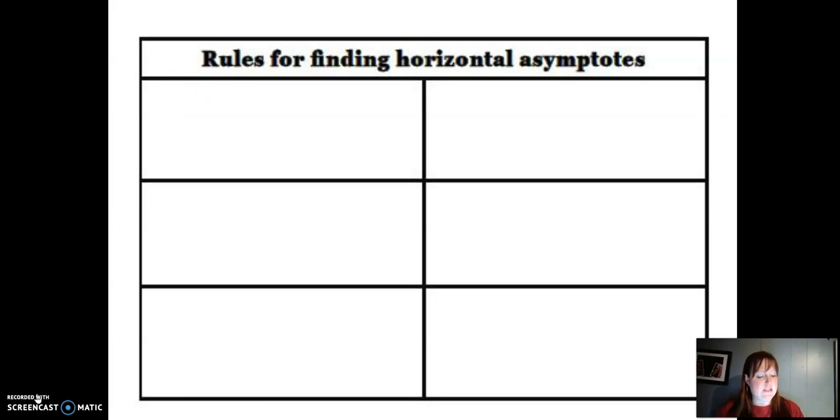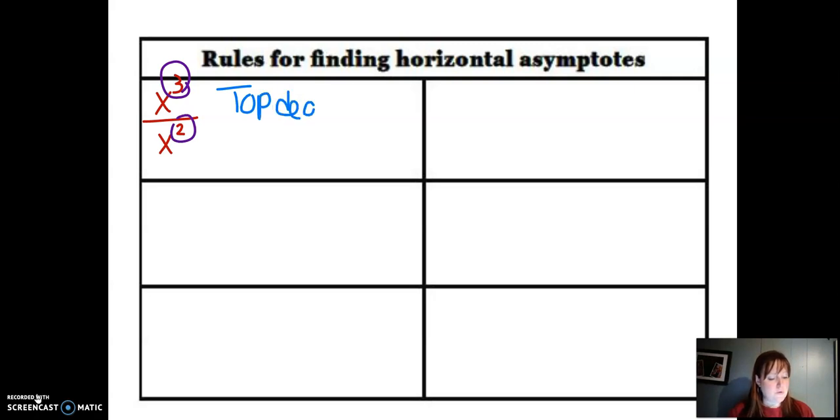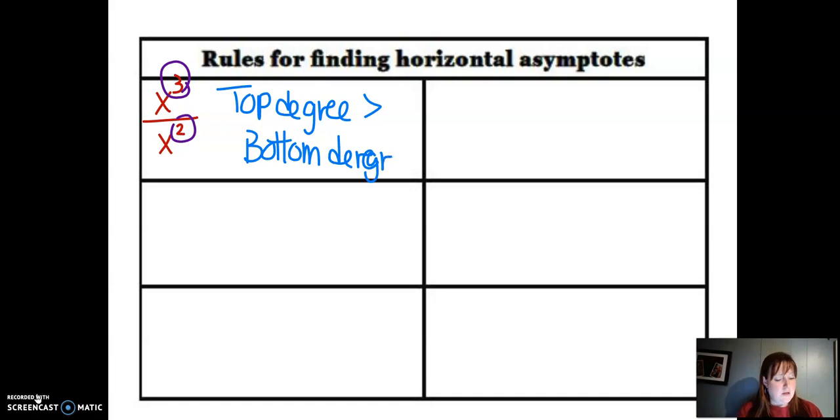In the case that the degree on top is greater than the degree on bottom, see, a 3 is bigger than a 2, so top degree is greater than bottom degree, there's going to be no horizontal asymptote at all. That's the case where I told you there's a slant asymptote. You don't have to find them, but just know that there's not a horizontal asymptote at all.